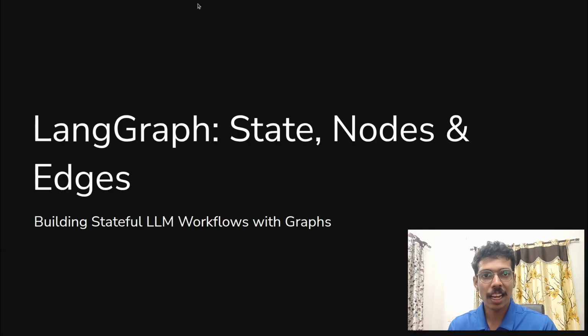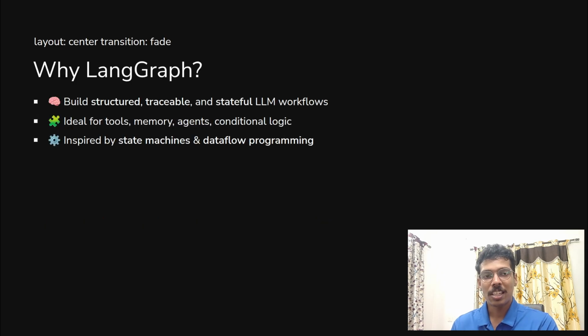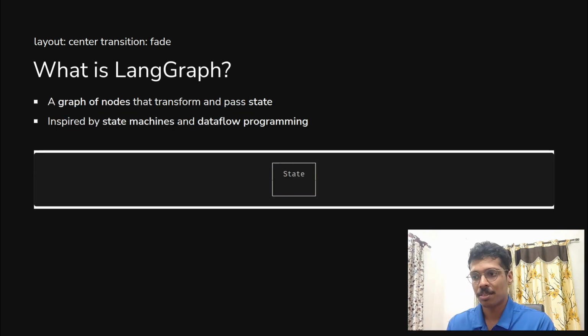So let's get started. LangGraph: state, nodes, and edges. As you might have seen in the last video, LangGraph is basically a structural, traceable, stateful LLM workflow. It is ideal for building tools, memories, agents, and conditional logic. It is inspired by state machines and data flow programming. So, what is basically a LangGraph? A LangGraph is a graph of nodes that transform and pass state, inspired by state machines and data flow programming.